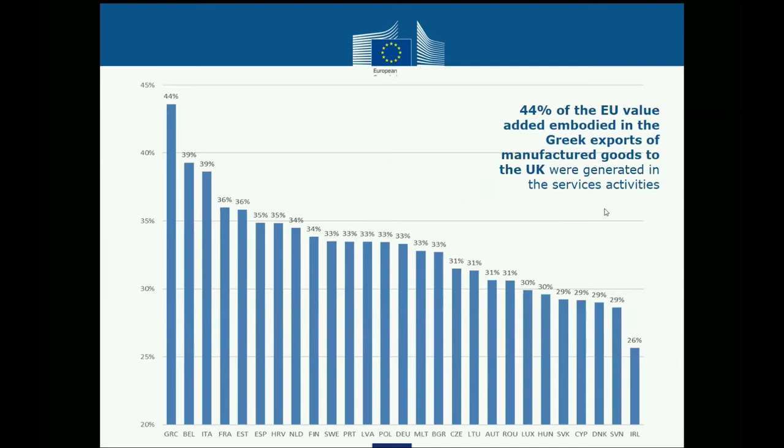But we might also want to know how much value added was generated in the services sectors of the whole EU for the exports of manufactured goods of one specific EU country to the UK. In this light, it's very interesting to know that Greece reported the largest share with 44%, followed by Belgium and Italy with 39%. In other words, 44% of the EU value added embodied in the Greek exports of manufactured goods to the UK were generated in the services activities across the whole European Union.